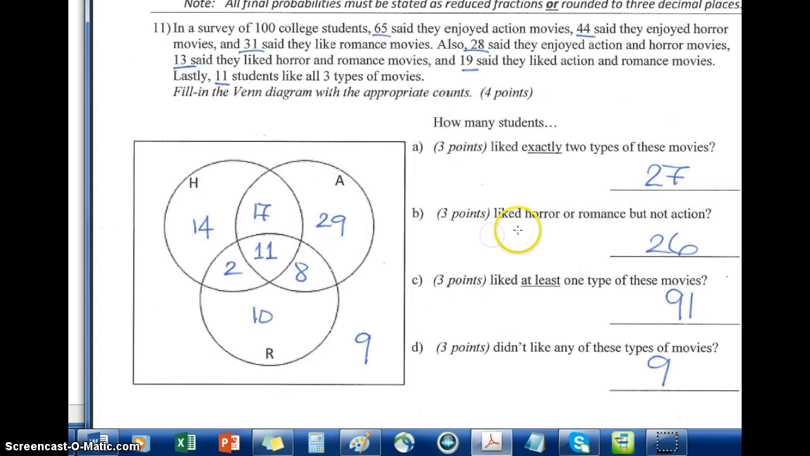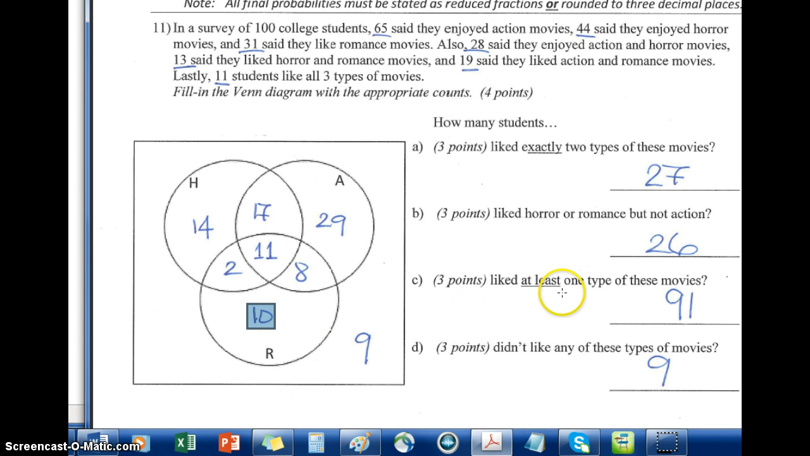For B here, liked horror or romance but not action. So we want someone who is in one of these two circles, but they're not in the action circle. So these people like horror or romance, so do these two, and so do these 10. And those three numbers, they also do not like action. So those would be the three numbers we add together to get 26.